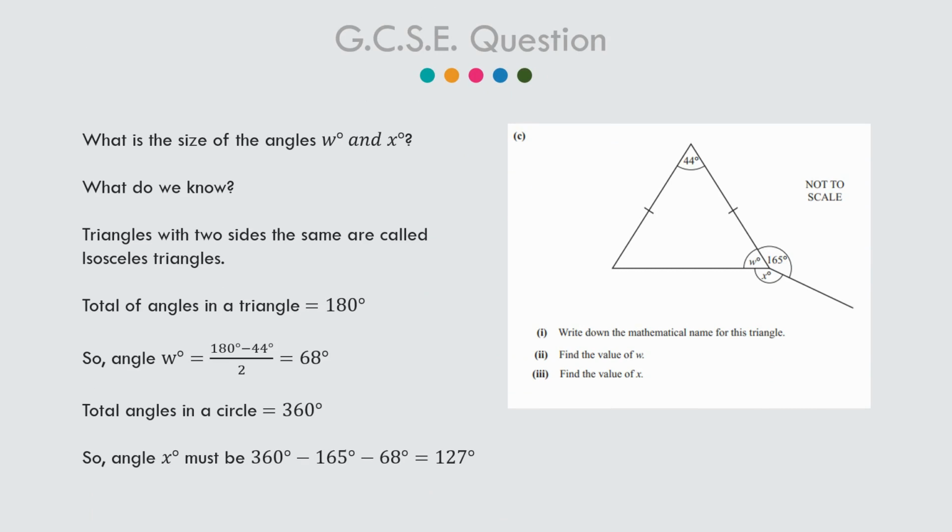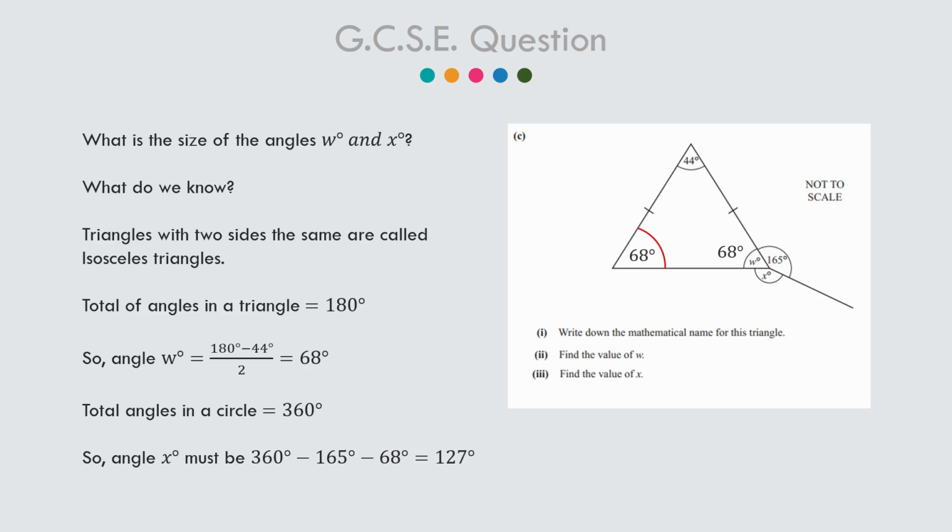In our final GCSE question, the question asks, what is the size of angles W and X? Well, what do we know? Triangles with two sides the same are called isosceles triangles. This means that the two angles at the bottom of the triangle must be the same size. We also know that the total of angles in a triangle adds up to 180 degrees. So, angle W must be 180 degrees minus the 44 degrees and then divided by 2. This gives us the answer 68 degrees.